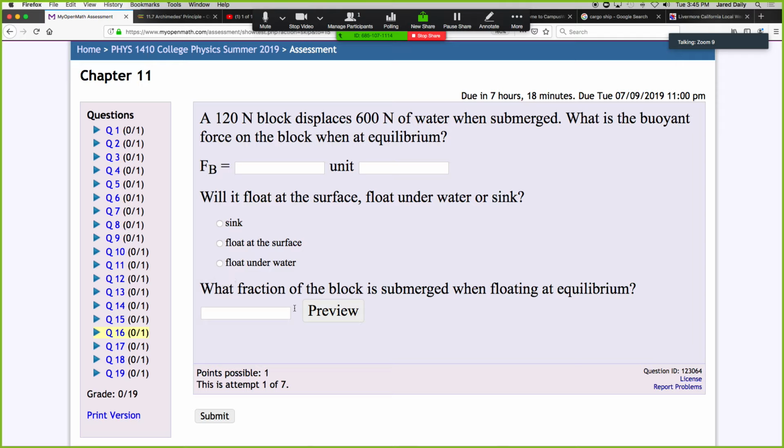So, from the book, I looked at the equation, but I don't really know what it wants me to put in the equation. Which equation?